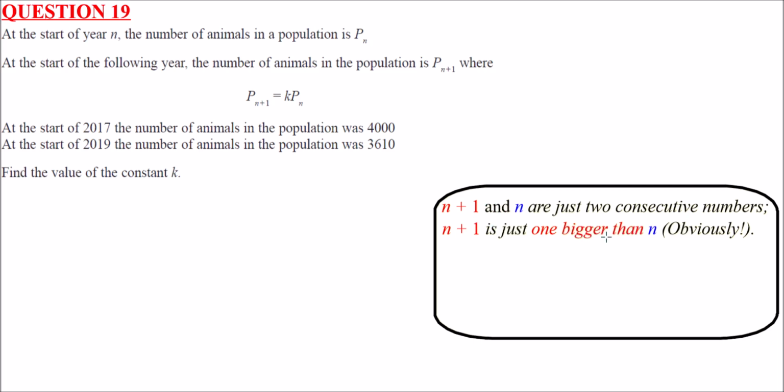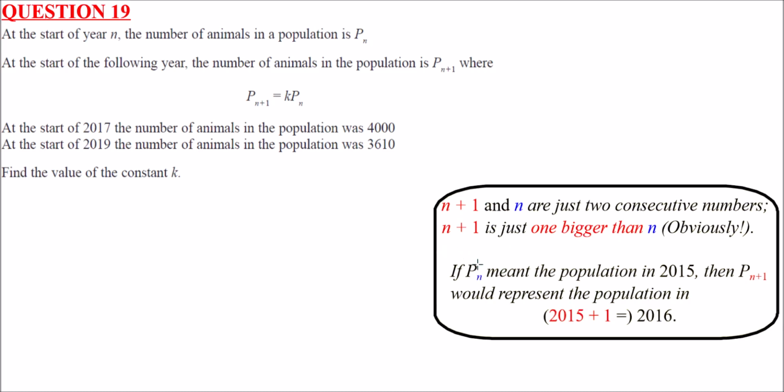That's all it means. So for example, if p subscript n meant the population in 2015, then p subscript n plus 1 would represent the population in 1 year more than 2015, in other words 2015 plus 1, which would be 2016. So the subscript n plus 1 is just the next value in the sequence of all the p subscript n's, n plus 1, n plus 2's and so on. So let's just use this formula. I'm going to put it here to one side.